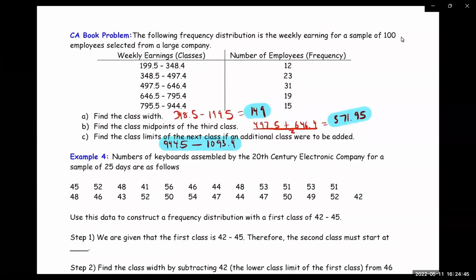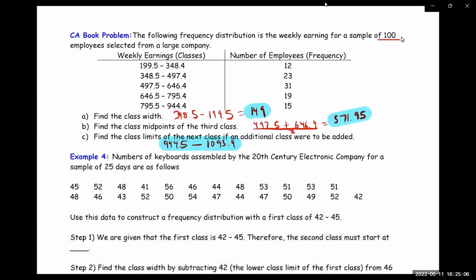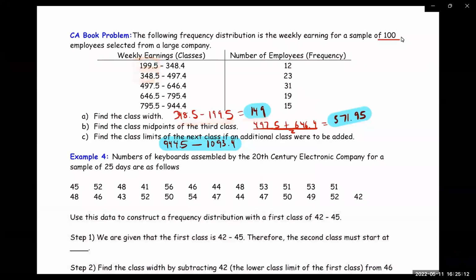So now let's go to this next example, which states the following frequency distribution is a weekly earning for a sample of 100 employees. So, all right, that means that all of these have to add up to 100. These are the classes. Find the class width. So we found that by subtracting 348.5 minus 199.5, and that's how we got 149.